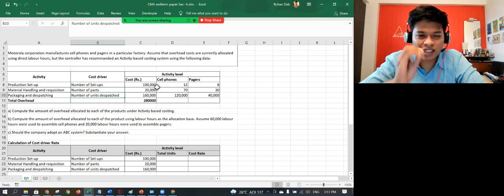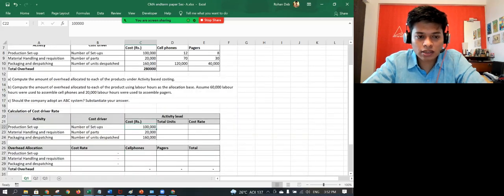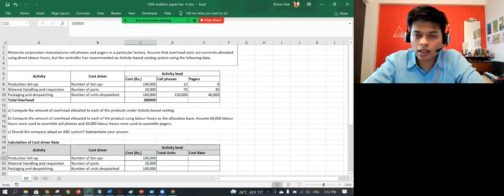It's a very simple question because it's given in the same format. So let's quickly do this. Just copy the entire table from the top, and for the first part it says amount allocated to each product under ABC costing. So total cost is this much. Firstly we'll find the cost driver rate, and then we'll multiply that cost driver rate by the number of cell phones and pagers, and we'll get that.